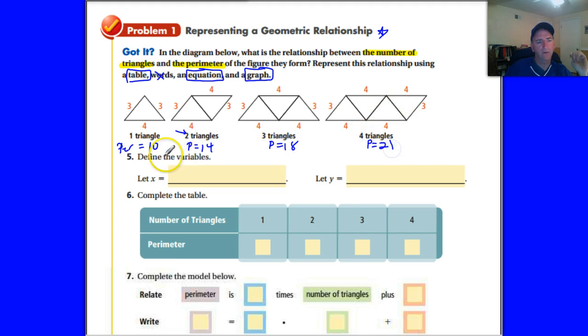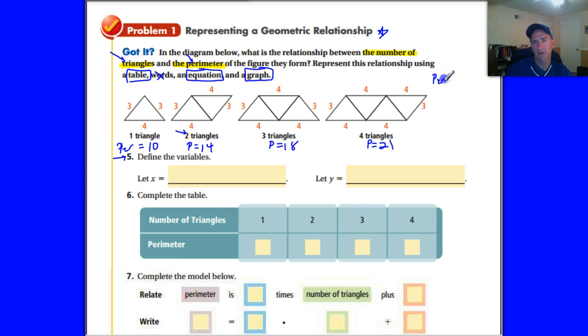Okay, so the first thing that we need to be able to do is figure out which variable is x and which variable is y. The two variables are right here, the number of triangles and the perimeter. And the question is, which one depends upon the other? As one thing increases, what happens to the other one? And what they're doing here is they are increasing the number of triangles. They're adding a triangle. They had 1 triangle, they had 2 triangles, they had 3, and then they had 4. So the perimeter depends upon the number of triangles.